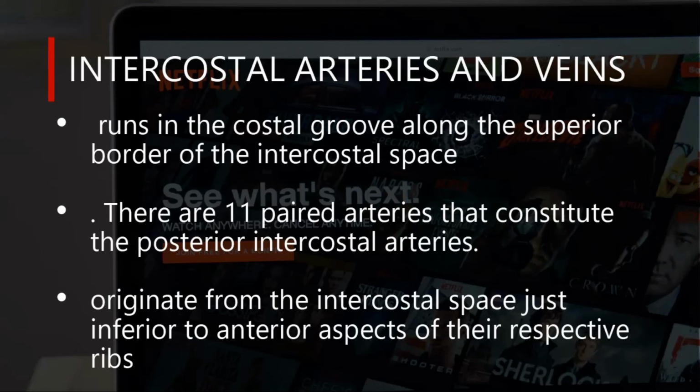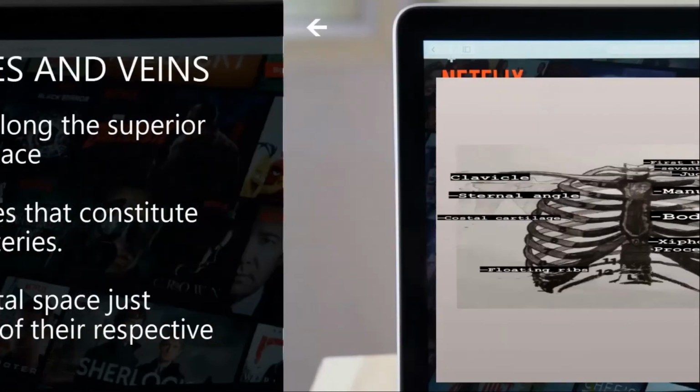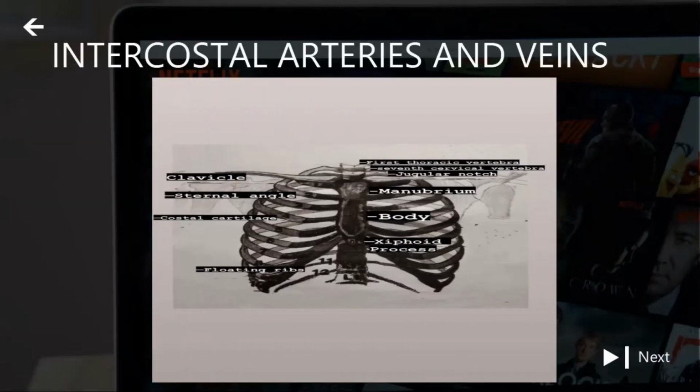The vein is a blood vessel that carries blood that is low in oxygen content back to the heart. So the internal intercostal arteries and veins run in the costal groove along the superior border. There are 11 pairs of arteries that constitute the posterior intercostal arteries. Here is a sample of intercostal arteries and veins.